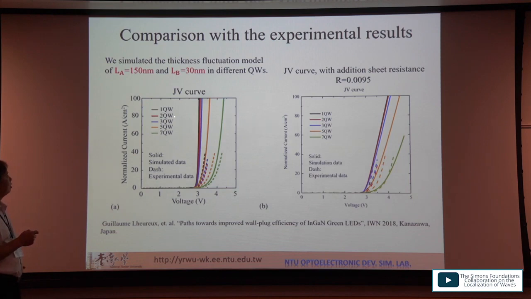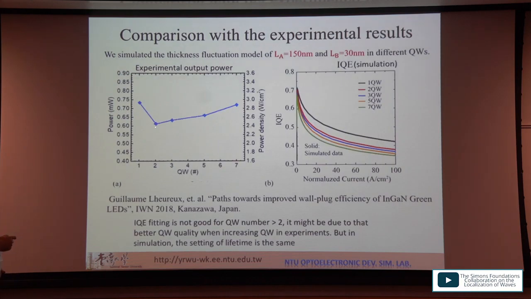So including the quantum well thickness fluctuation, this dashed line is the experimental result and this is the simulation result. You can see the trend is very close, and we have a smaller turn-on voltage. That's because this is a vertical study and we don't include the shear resistance. If we put in some shear resistance, we can get a closer fit of the IV curve. But it turns out that the IQE curve does not have a very good trend. In experiment the IQE drops, and then the efficiency drops and then increases. But in the simulation, it looks like it continues to drop.